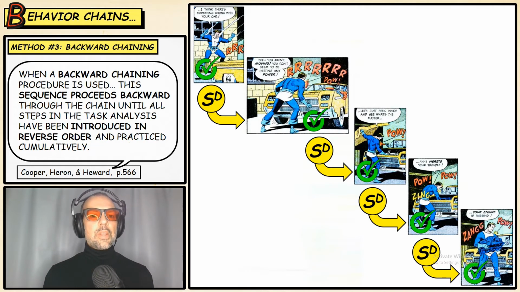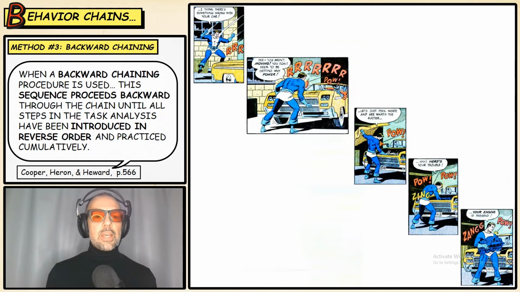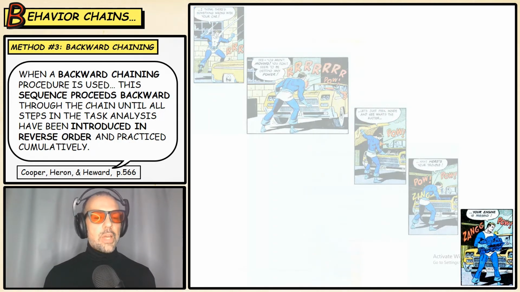All right, method number 3 that we're going to take a look at is backward chaining. And when a backward chaining procedure is used, this sequence proceeds backwards, hence the name, through the chain until all steps in the task analysis have been introduced in reverse order and practiced cumulatively. So in this case, if we were training this behavior chain using a backwards chaining procedure, we would once again begin with a single behavior, but this time we're going backwards in the chain. So we begin with the final behavior.